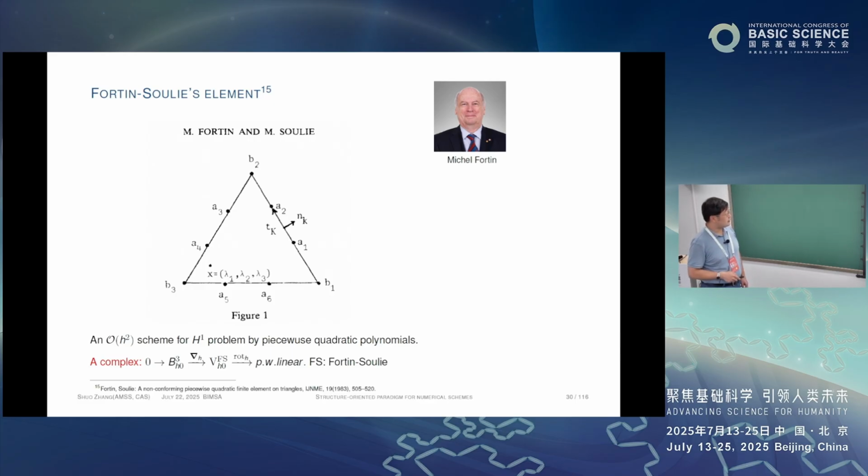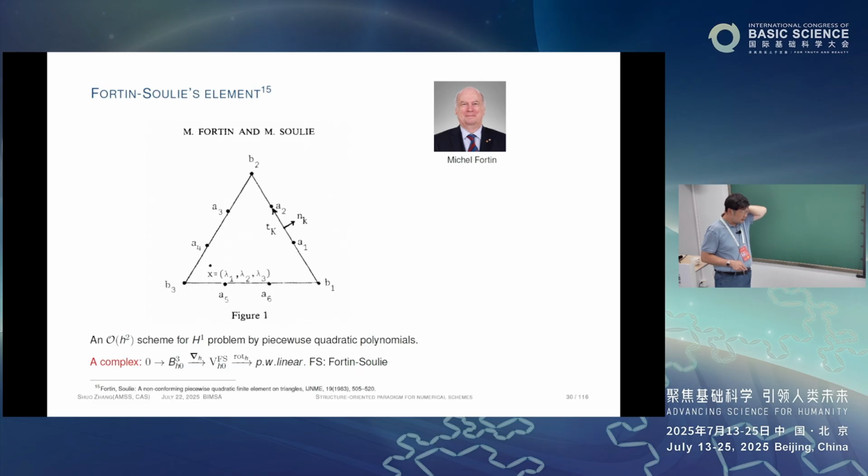They construct this non-conforming finite element for H1 problems. It uses piecewise quadratic polynomials and is continuous at the two Gaussian points on every edge. Okay, now the story is here. We can prove that this space is just the space I defined one minute ago, and this is the Fortin-Soulie space.